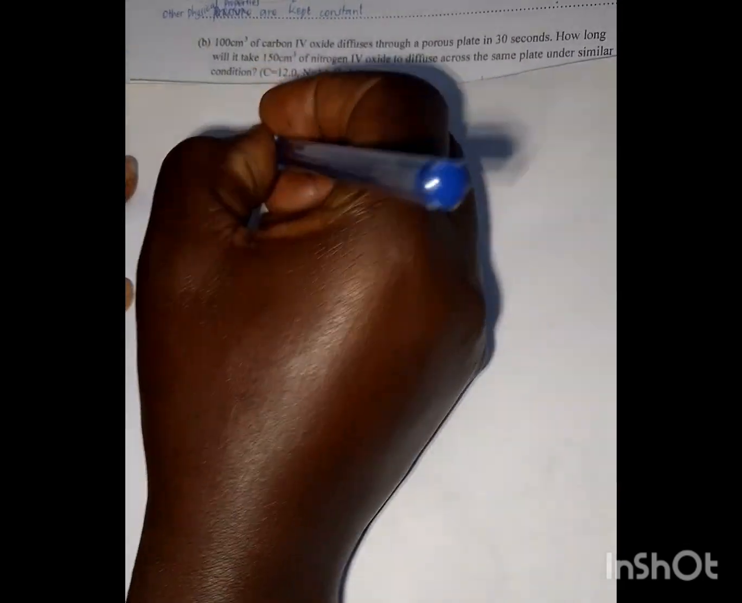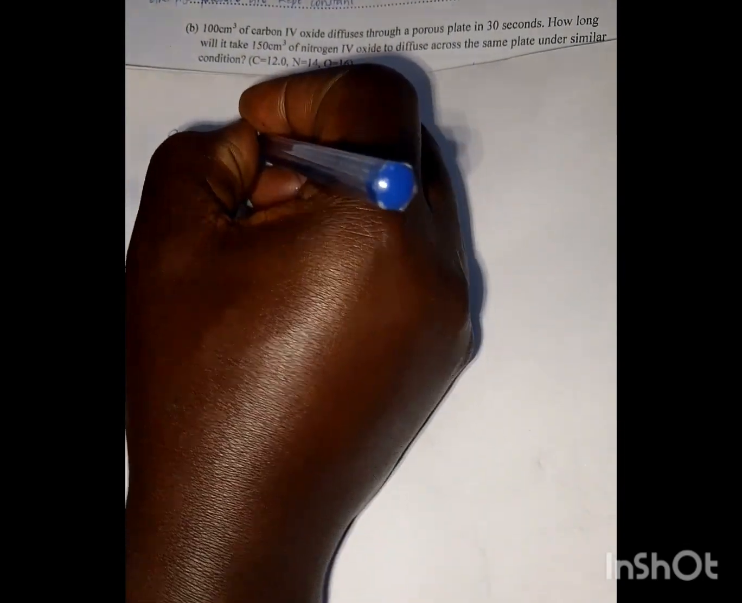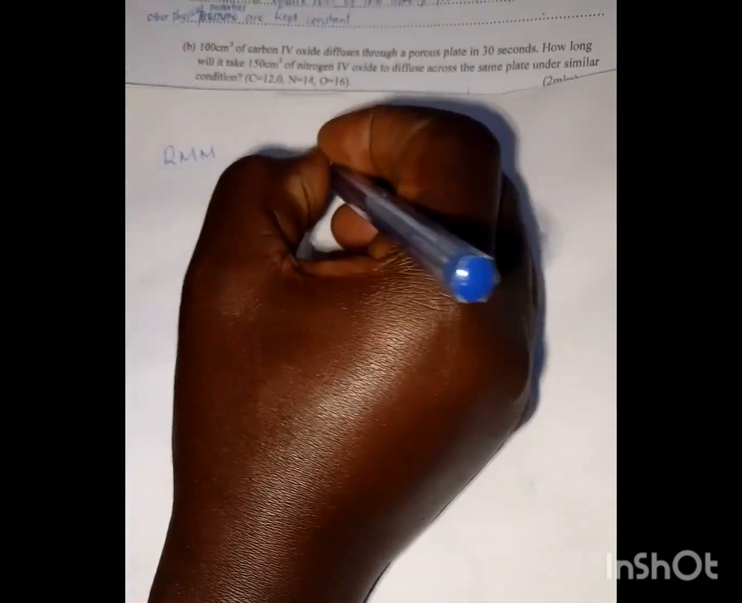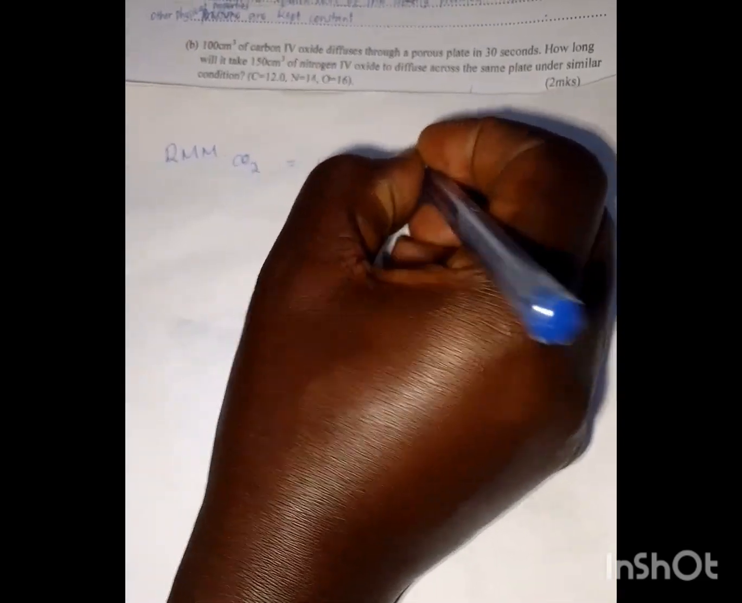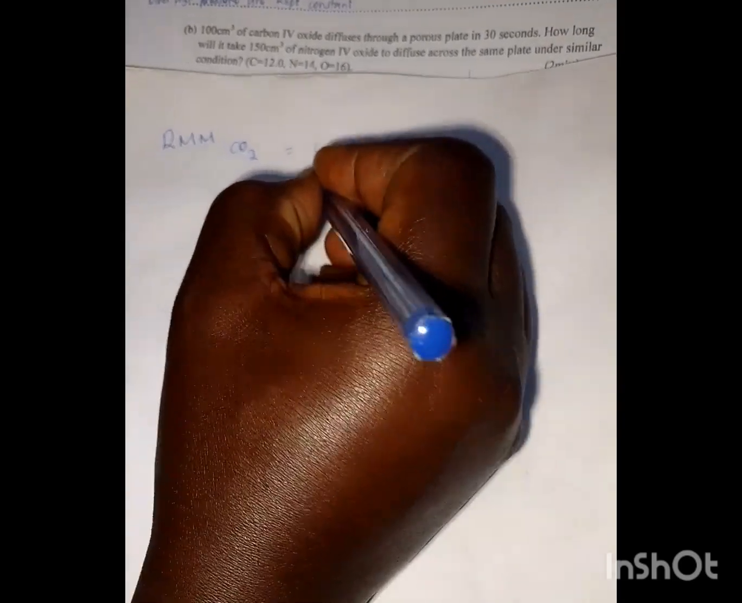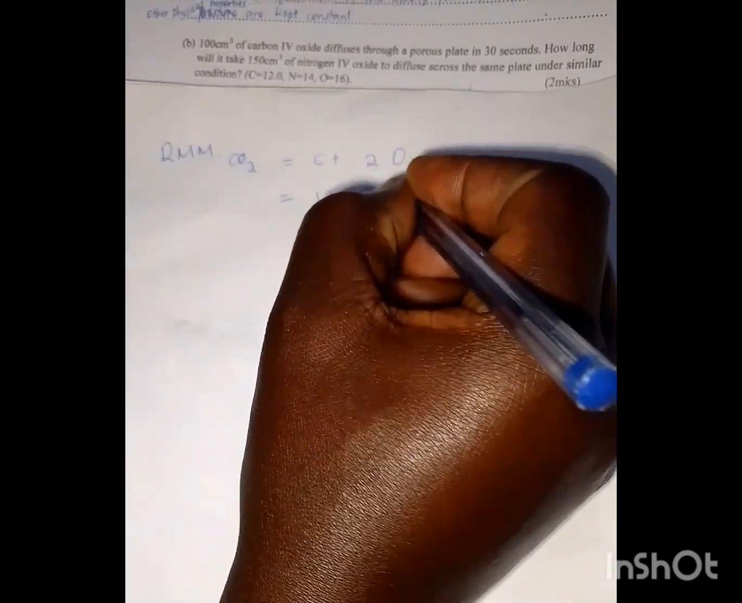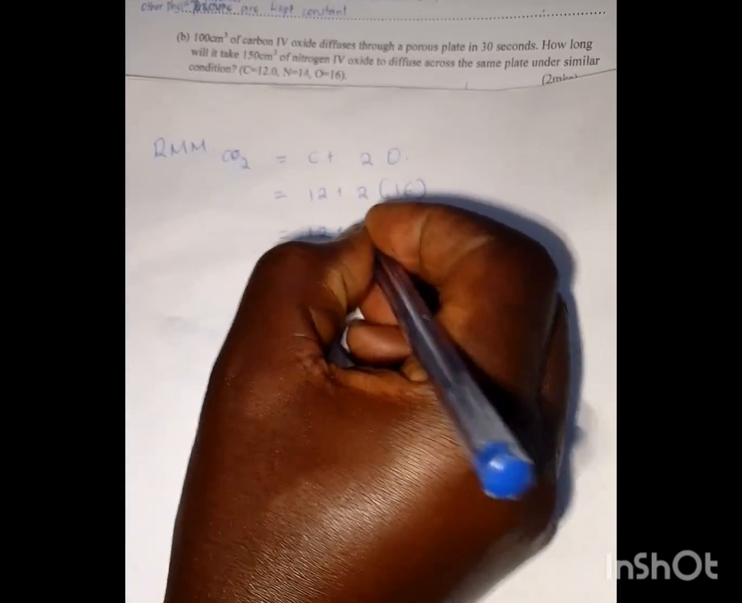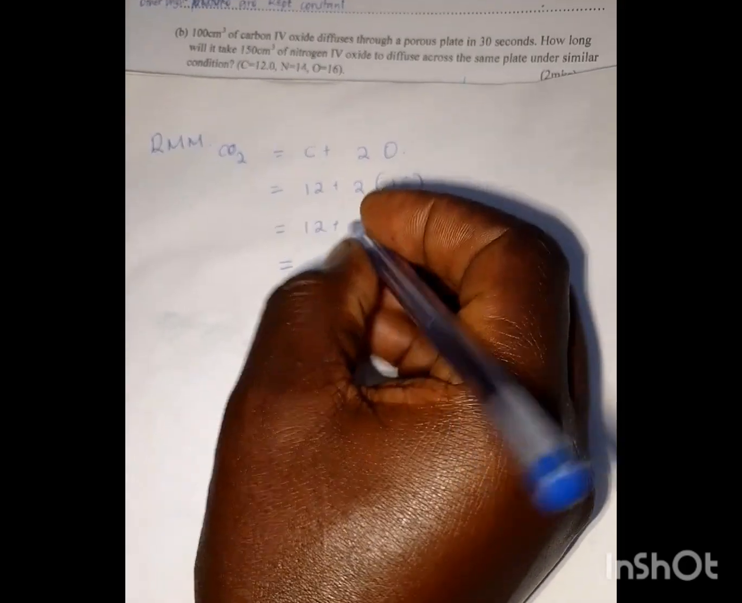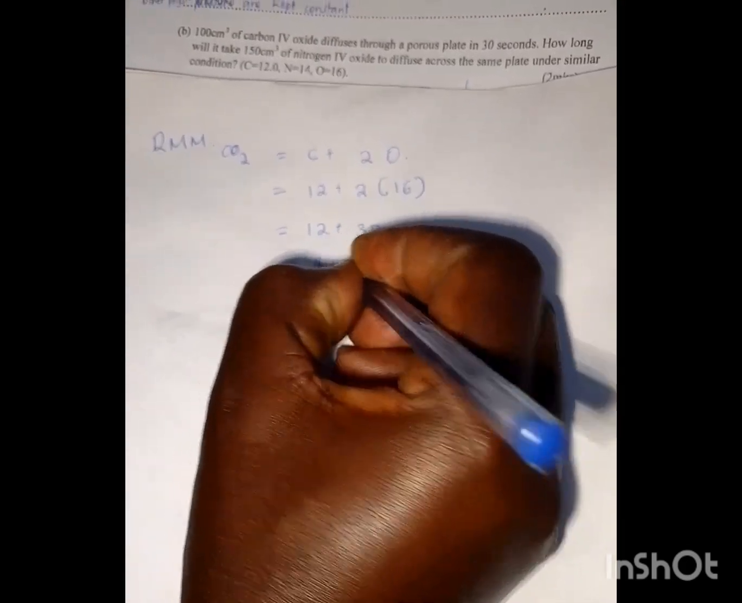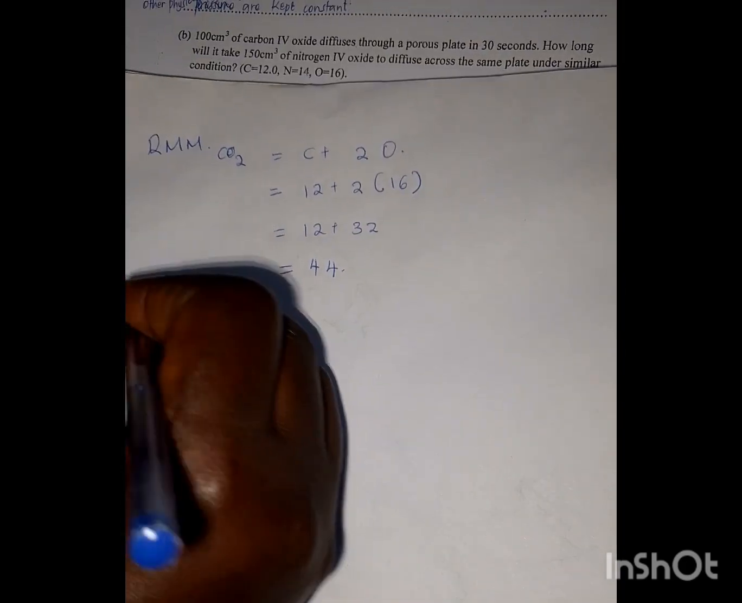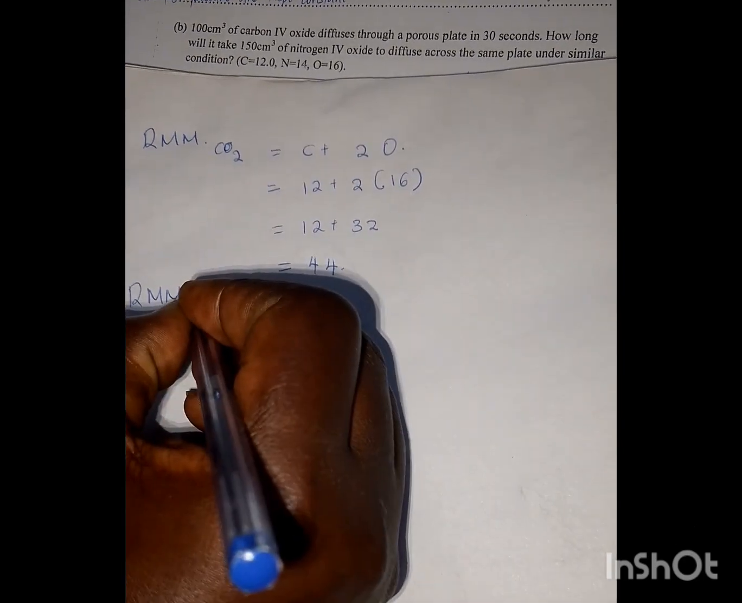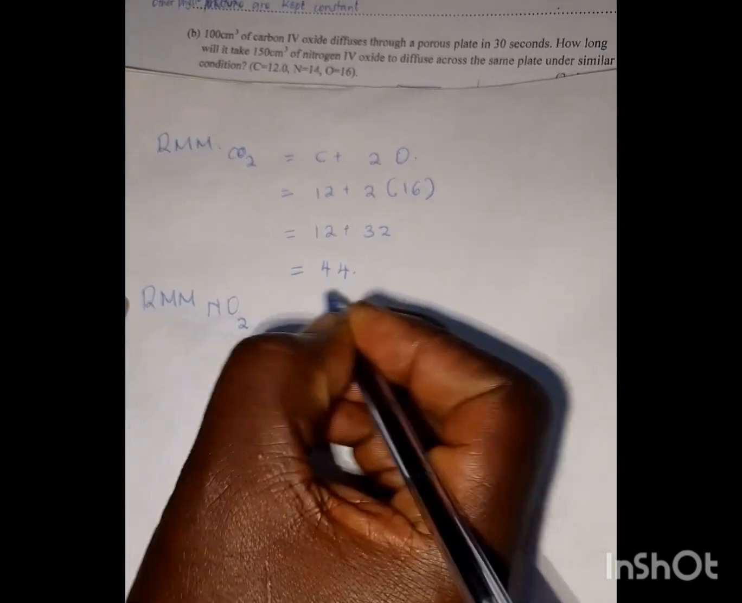Step 1, we're going to look at the relative molecular mass of carbon dioxide. So this is a carbon and 2 atoms of oxygen. Carbon is 12, then we have 2 into 16, and this gives us 12 plus 32, and our relative molecular mass will be 44.